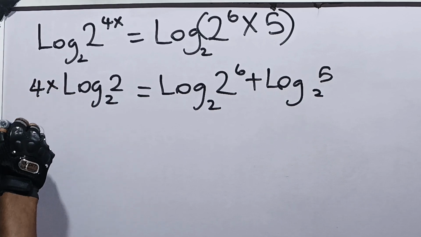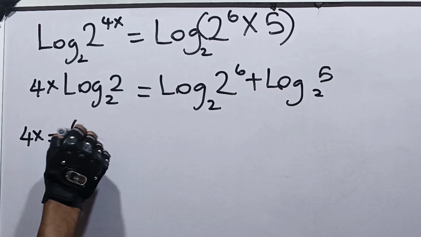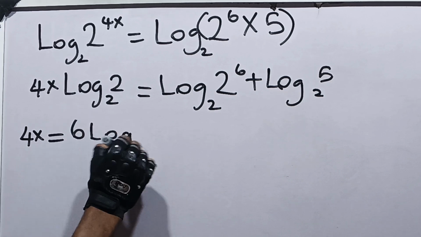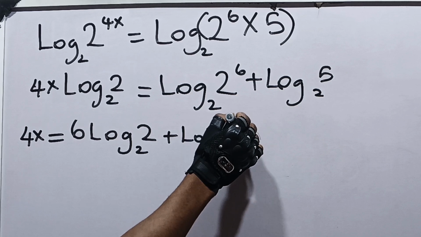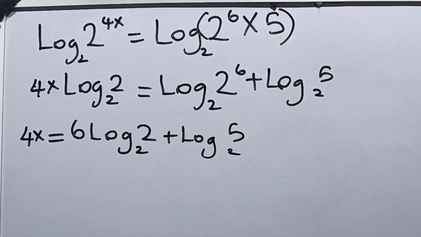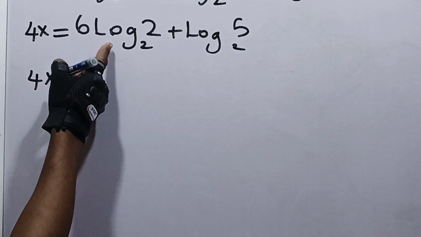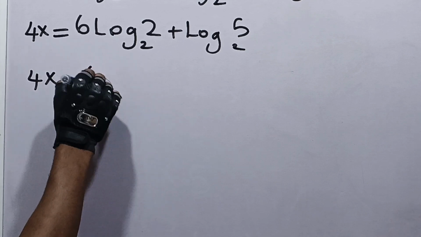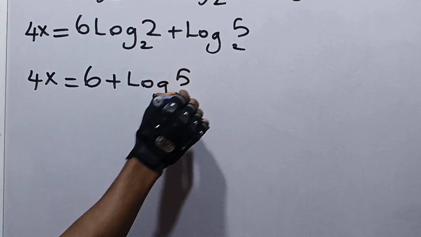So we have 1 times 4x to be 4x to be equal to, on this side they multiply, so we have 6 multiplied by the logarithm of 2 to base 2 plus the logarithm of 5 to base 2. Now for here we have 4x to be equal to, the logarithm of 2 to base 2 is 1, 1 times 6 is 6, plus the logarithm of 5 to base 2.